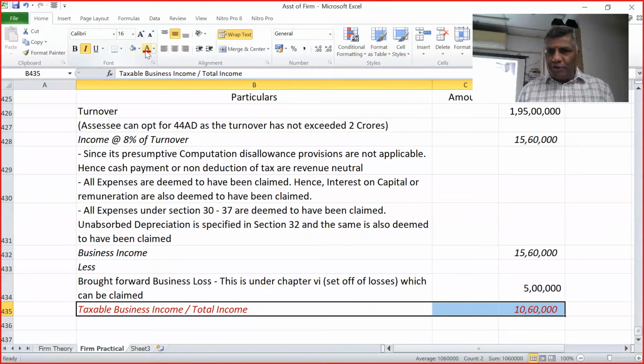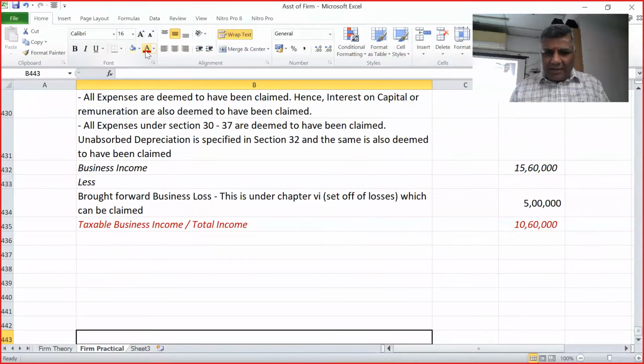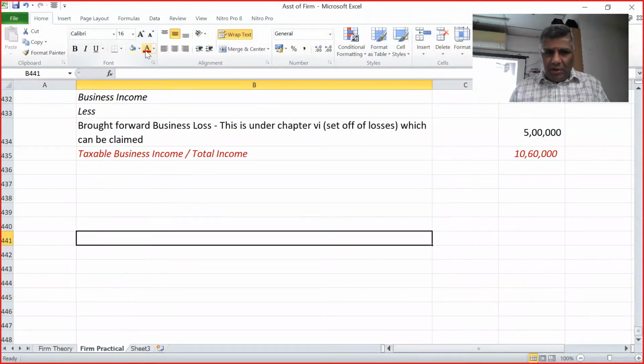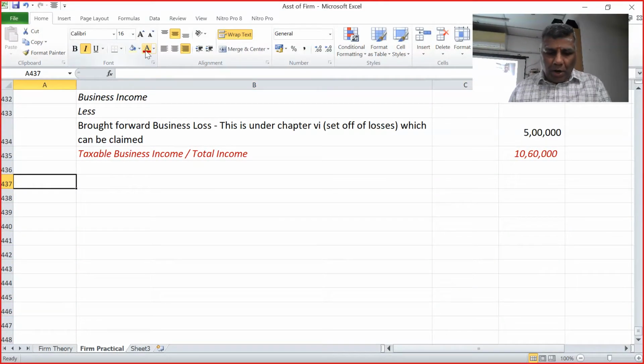So points to remember: we cannot claim remuneration and interest separately. It is part of that 92%. 8% is directly income. Unabsorbed depreciation brought forward is deemed to have been claimed. Okay, so 10,60,000.